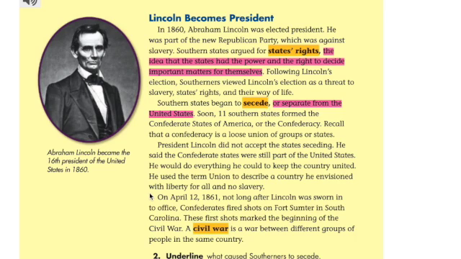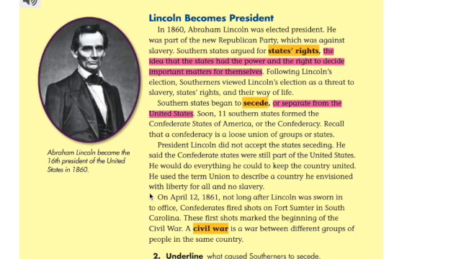President Lincoln did not accept the states seceding. He said the Confederate States were still part of the United States. He would do everything he could to keep the country united. He used the term union to describe a country he envisioned with liberty for all and no slavery.